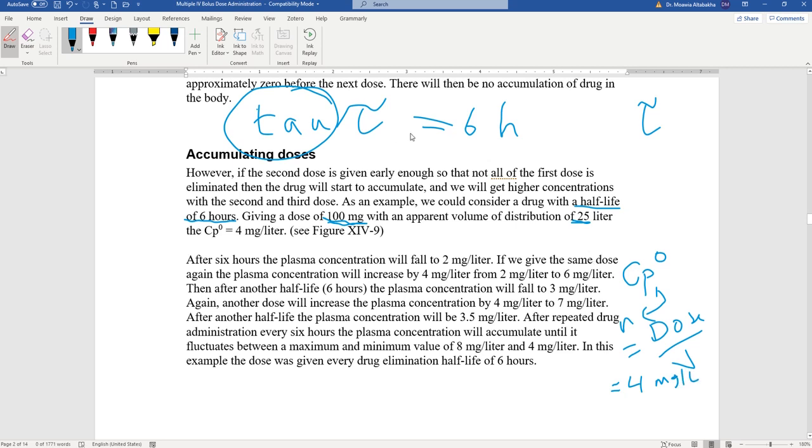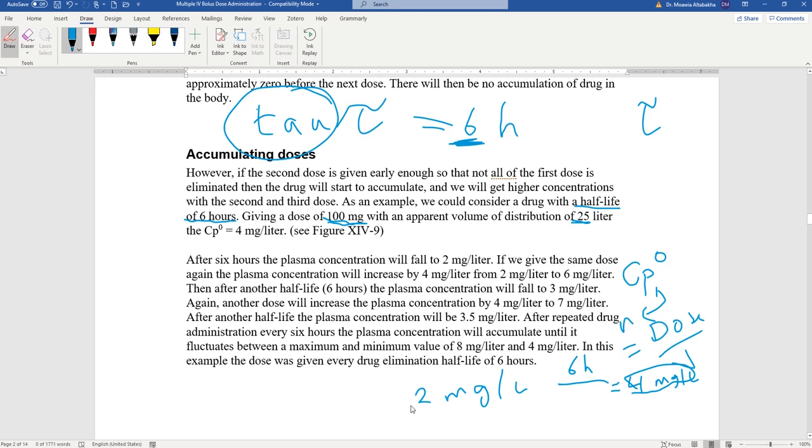Okay, when are we going to give the next dose? We will give it after 6 hours. And the half-life is also 6 hours. That means, what do you expect the concentration to be after 6 hours? You expect it to be 2 milligram per liter, which is half of this one. Why? Because 6 hours is the half-life.